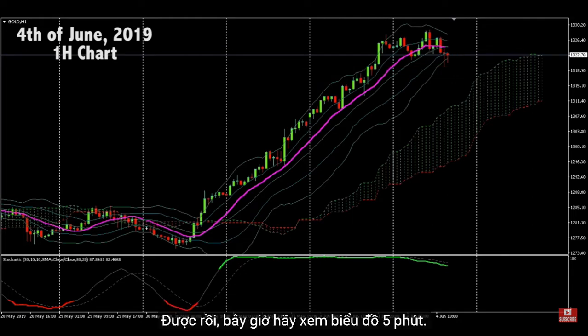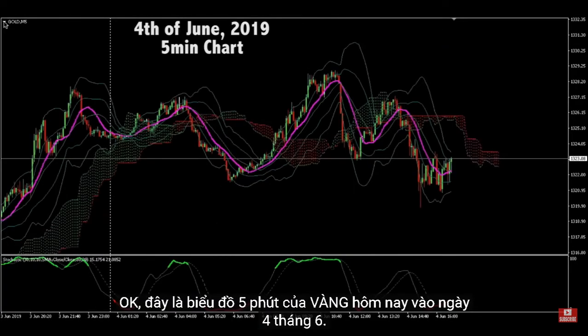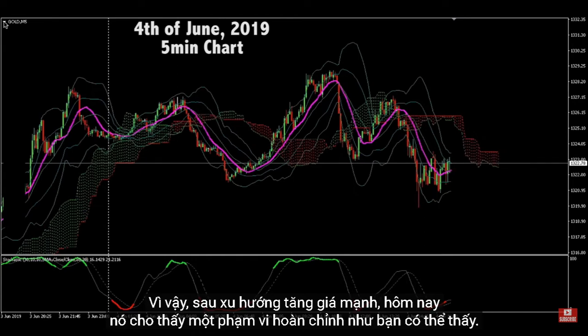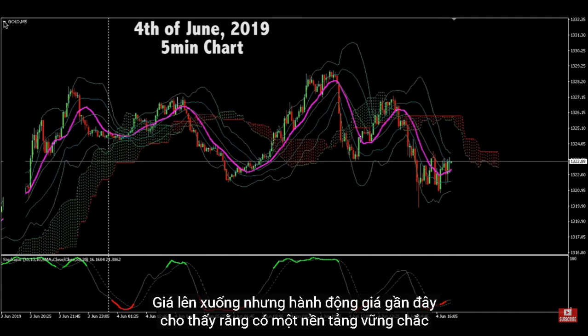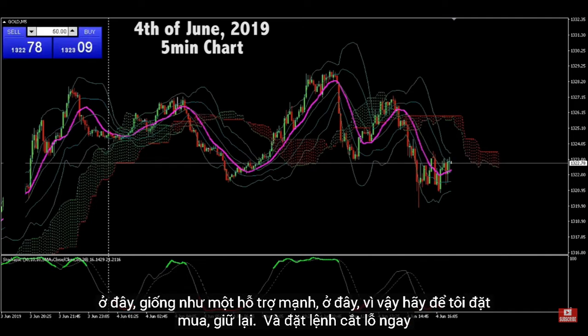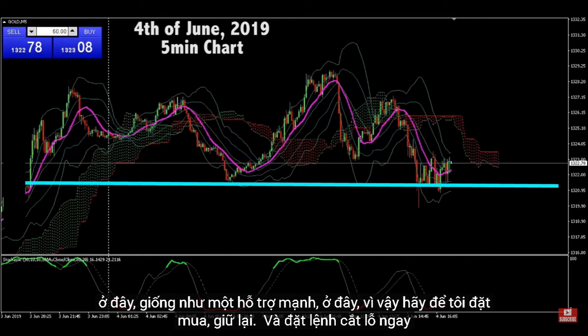Alright, let's look at the 5-minute chart now. Okay, this is the 5-minute chart of gold today on the 4th of June. So after the strong bullish trend, today it shows a complete range, as you can see, and the price goes up and down, but recent price action shows that there is a firm ground here, like a strong support here. So let me place a buy here.